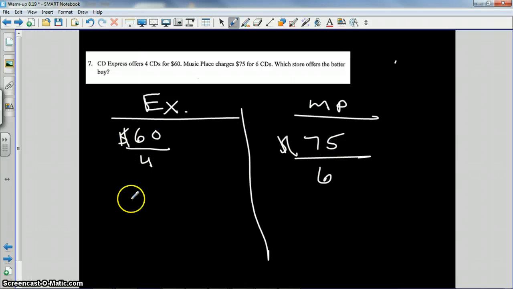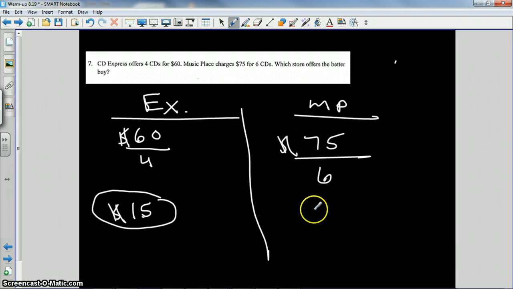We're just going to divide $60 by 4. And this is one of those cases where you don't want to write it as a fraction or anything because it's money, and money is generally written in decimal form. So that'd be $15, and that'd be per CD. Each CD is $15 here. We're going to do the same thing here, 75 divided by 6, and that'd be $12.50.